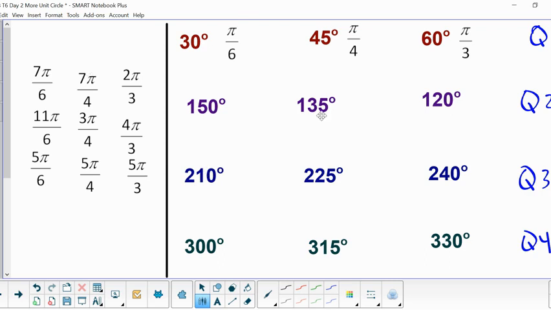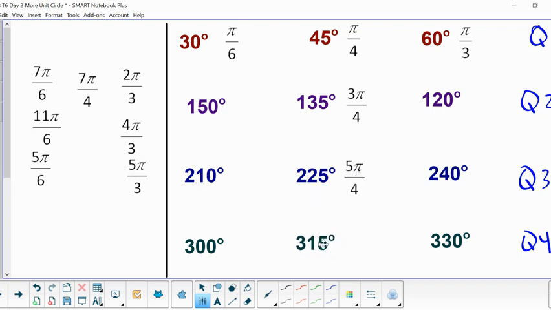So 135 is the 45-degree angle in quadrant 2. So that's this angle. We'll do all the 45s first. 225 is in quadrant 3, so it has to be bigger than pi, but still a 4 in the denominator. So that's 5 pi over 4. 315 is in quadrant 4, so it has to be bigger than 5 pi over 4, but still with a 4 in the denominator. So that's the 7 pi over 4. And let me move these guys around.